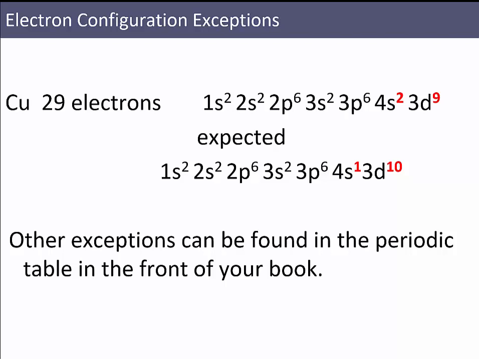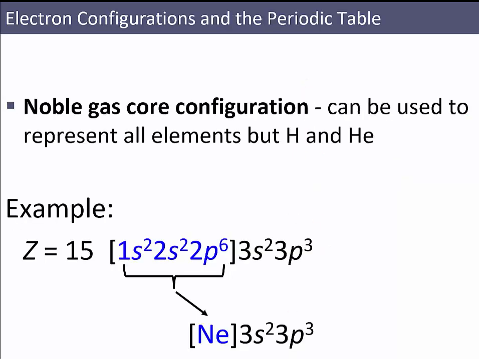Other exceptions can be found in the periodic table in the front of your book. But basically, they're going to be in that same column as copper and chromium. Like I said, there's a shorthand way to do this. You can use the noble gas configuration. You can represent all of the elements except for hydrogen and helium.